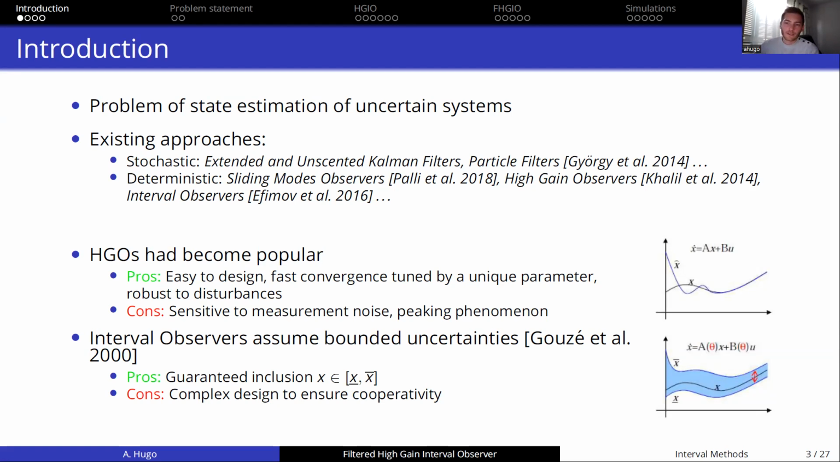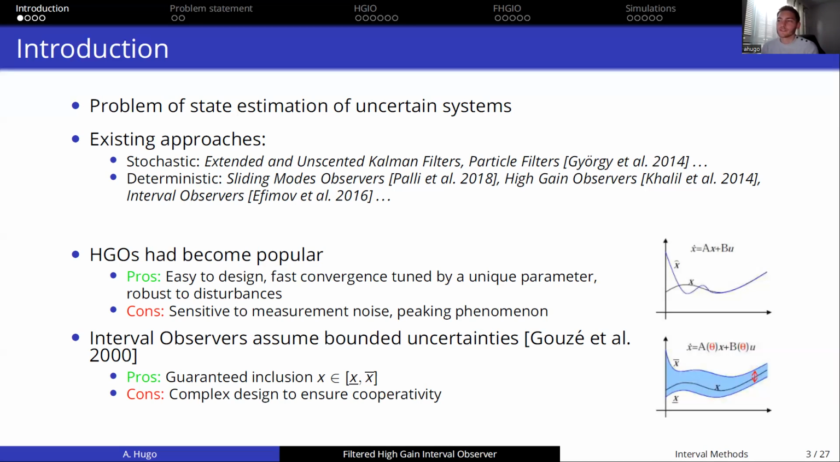So the high-gain observer gives a point-wise estimation of the state of the system. We will also see the interval observer, which can give an estimated interval to which the system state might belong. Interval observers usually assume that the uncertainties are bounded and that we know their bounds. So we don't know how the uncertainties vary, but we know that they are bounded and we know their bounds.